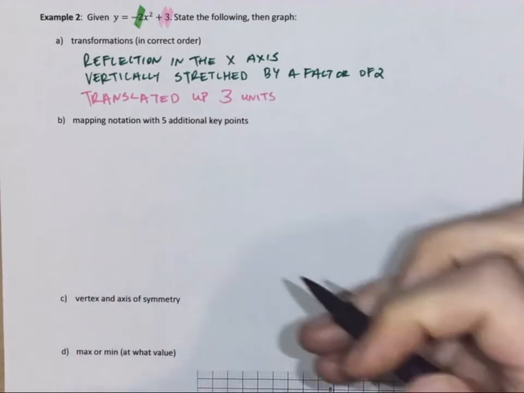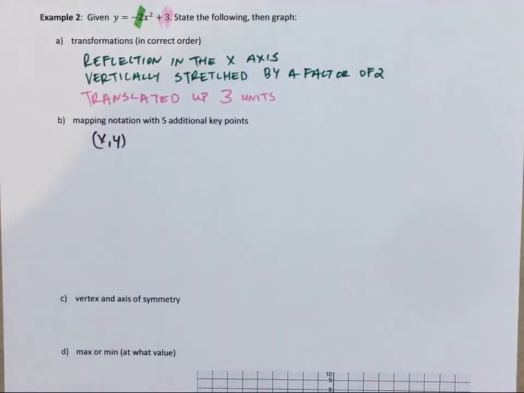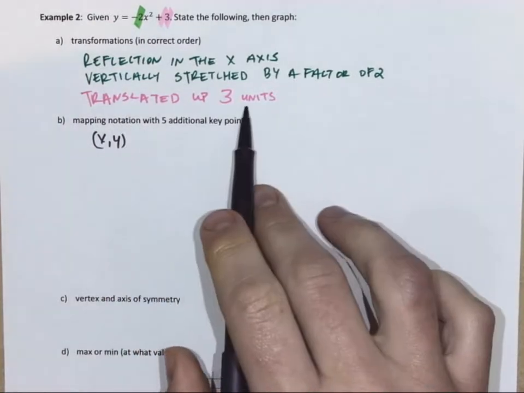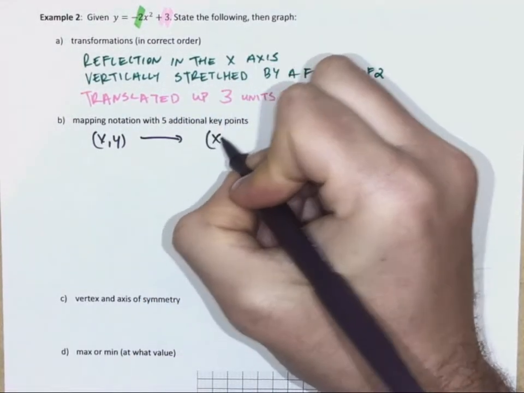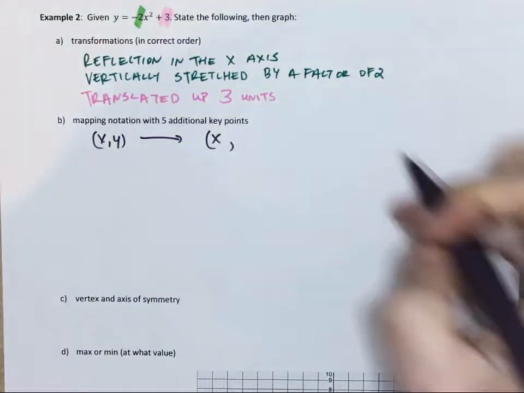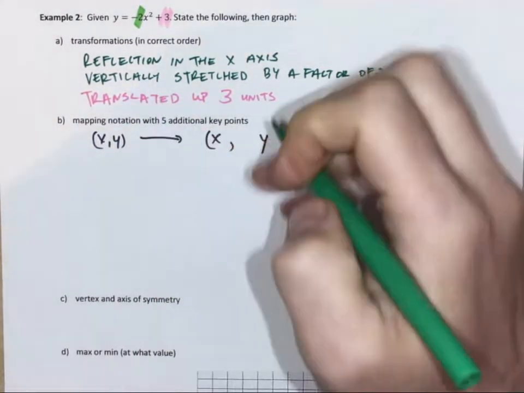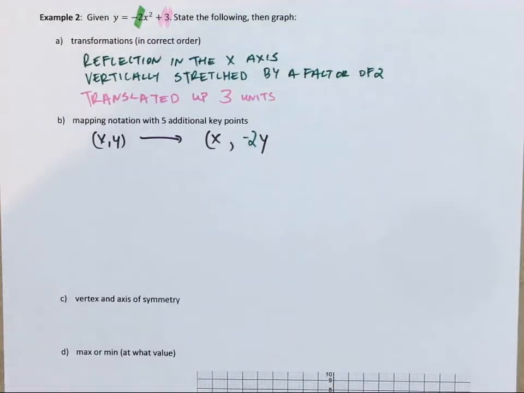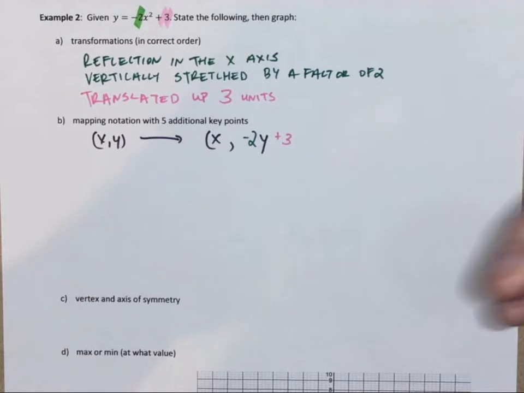So mapping notation. I have my X and my Y, and how is this going to be affected? Now I said it's moving up 3, it's not going left or right. So my X is going to stay the same, and my Y values are going to be affected. So it's going to be times -2, and then up 3, positive 3.